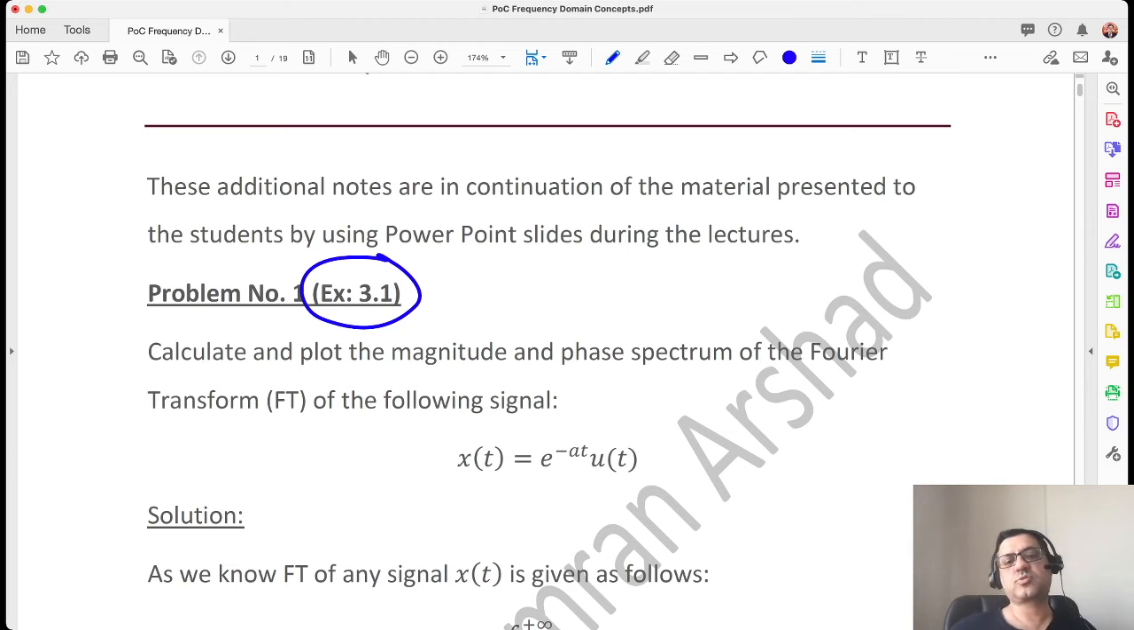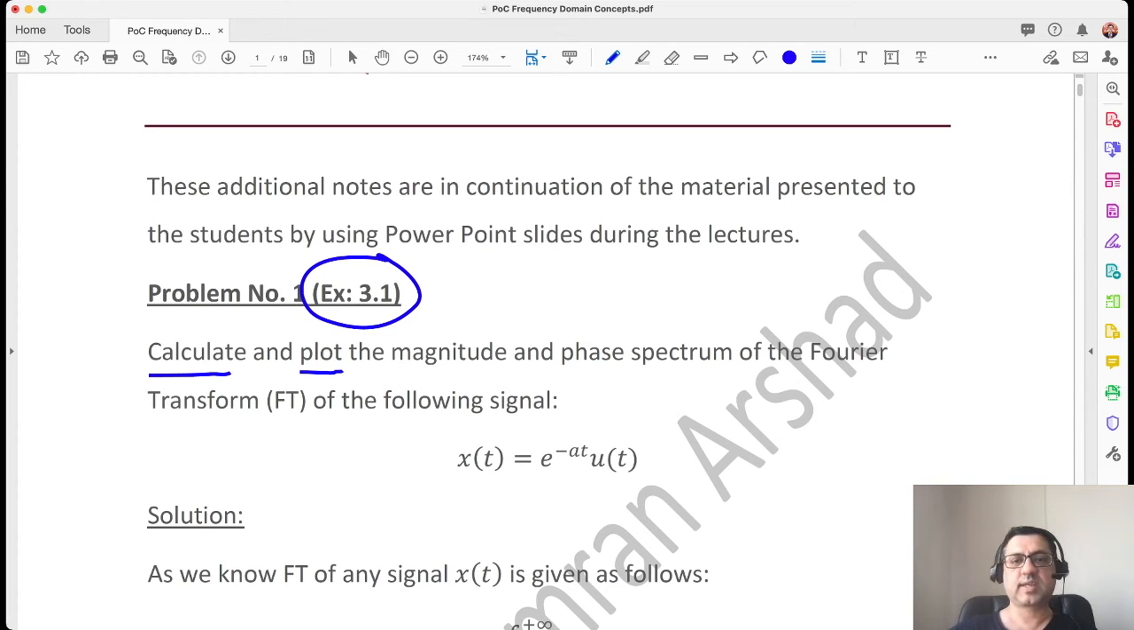So what we have to do is calculate and plot. We have to be careful about the wording given in the question, because you have to read it very carefully. If it says only calculate, then you just need to calculate, you don't need to plot it. But if it says calculate and plot, then it means you have to do two things: one is calculate and then plot. So be careful about the wording of the problem. The magnitude and phase spectrum of the Fourier transform of the following signal.